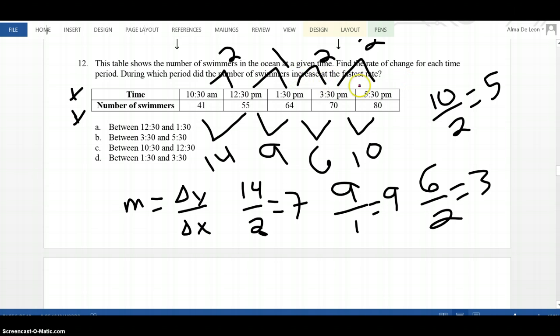I'm looking for the one that has the fastest rate or the biggest rate, and that's 9, because I only have 7, 9, 3, and 5. 9 occurs between 12:30 and 1:30, so my answer has to be A.